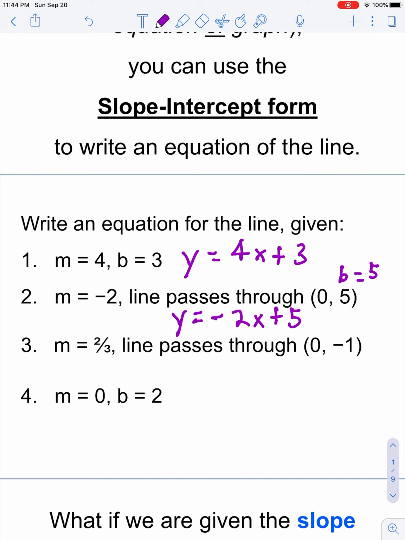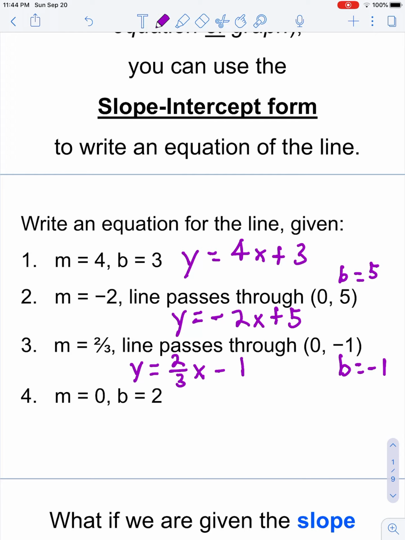Likewise, in problem 3, we're given the slope of 2/3 and that the line passes through 0, -1, meaning the value of b is -1, since that point will be on the y-axis, and the equation of our line would be y equals 2/3 x minus 1.